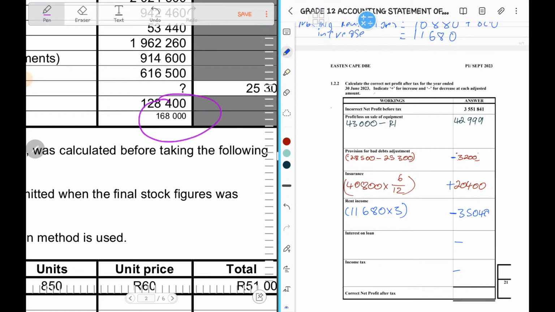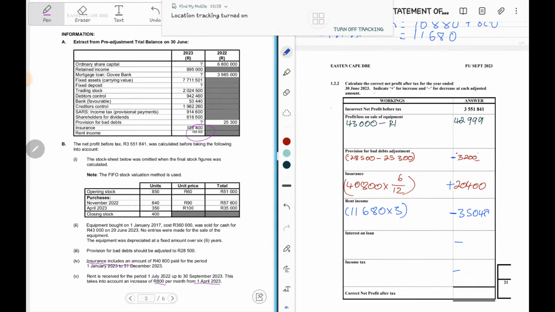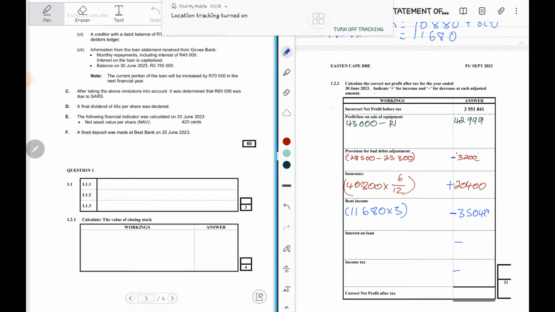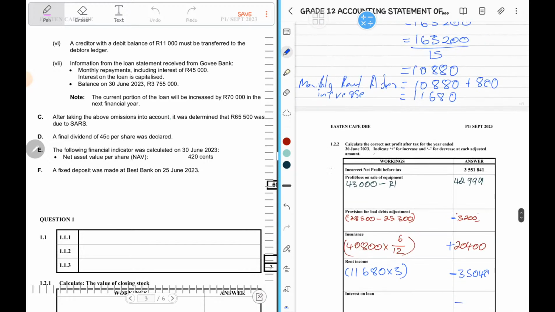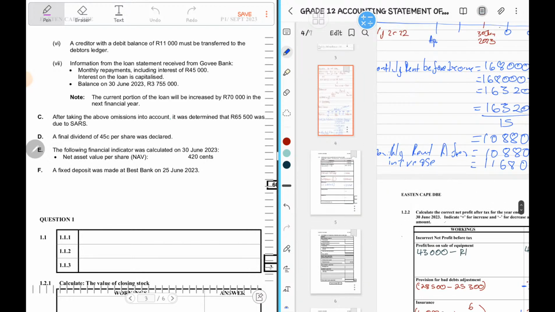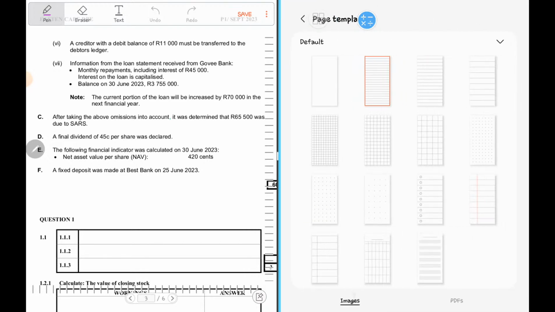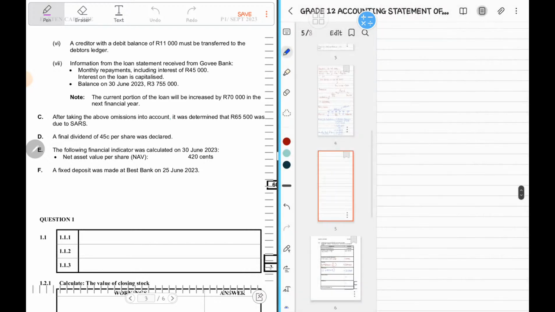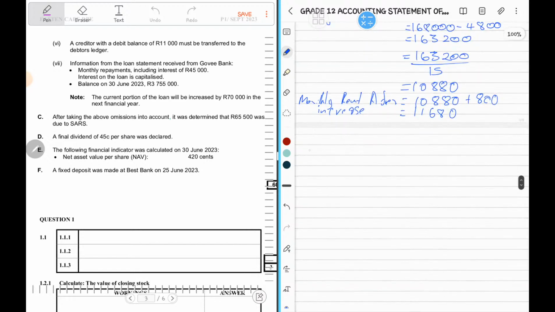Okay, then let us calculate the interest on loan. In terms of the interest on loan, first of all, there are many ways in which we can find the interest on loan. We can either use the loan account, or we can use the straight line method, straight line calculation. So let me just show you two approaches. Okay, so I'm going to say interest on loan.